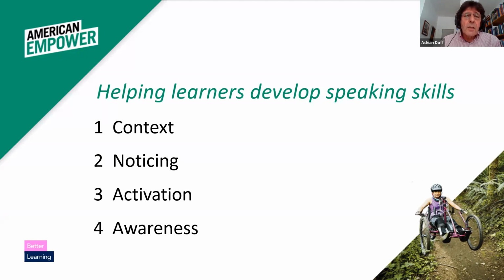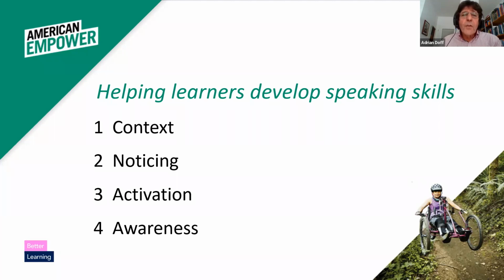One is context and the importance of showing language in situational context and linking language to situations. Another one is noticing, in other words, ways of getting learners to notice what expressions are used and notice features of language. Then the third one is activation, in other words, how to get learners using the language and incorporating it into their repertoire of language, giving them practice. And the fourth one is awareness, by which I mean helping learners to be aware of meaning and form, and also differences in meaning between different expressions.